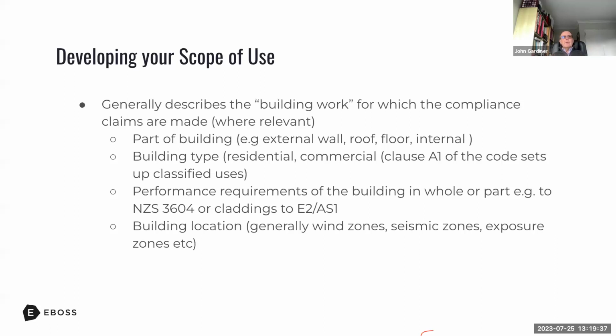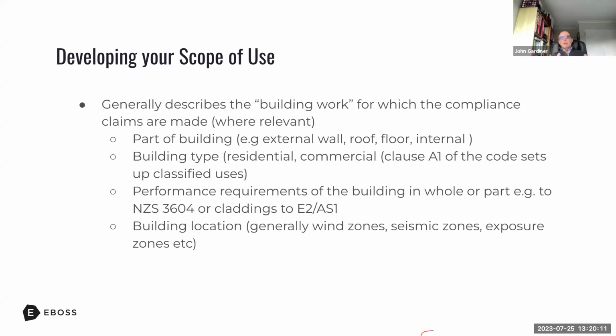Sometimes you need to think about the building type, residential, commercial. Clause A1 of the building code sets up some things called classified uses, which puts buildings into particular categories. That's used in some cases to derive the code obligations. Some code obligations only apply to certain classified use buildings. In many cases, you also might want to limit the performance requirements of the building to which you are wanting to make your claims.